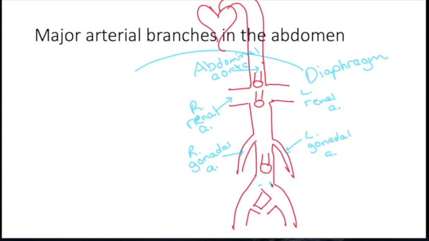When the abdominal aorta splits into 2 like this, those are called the left and right common iliac, like iliac crest, artery. And this, of course, would be the right.